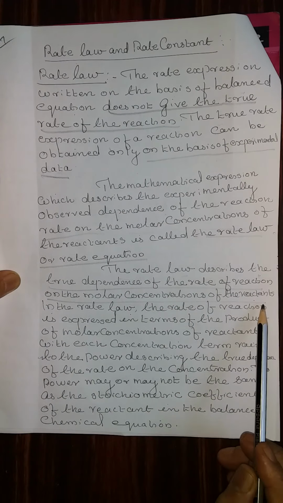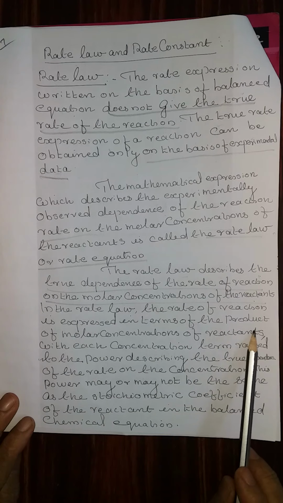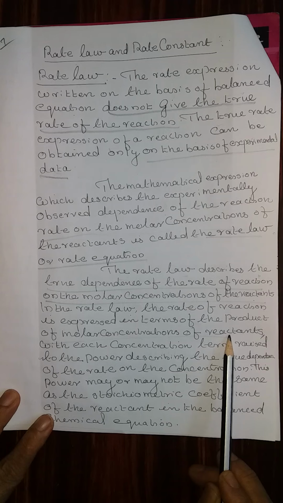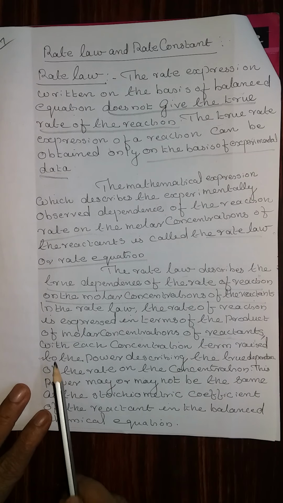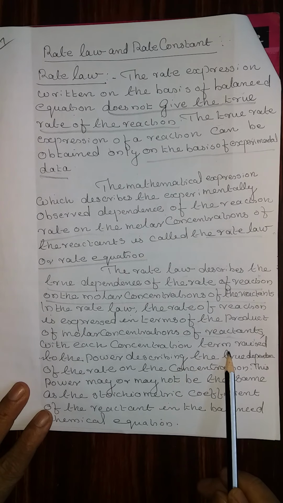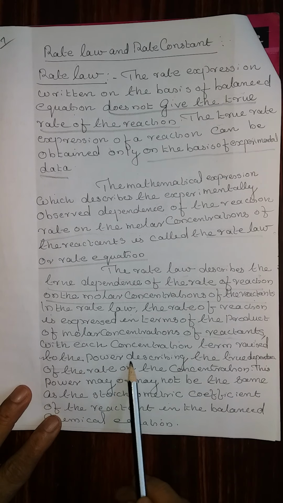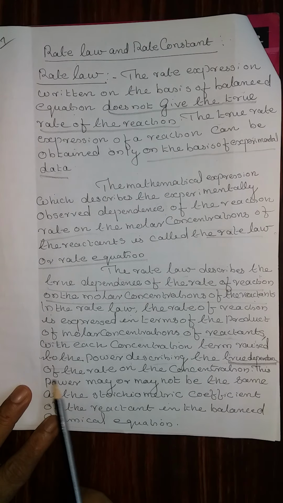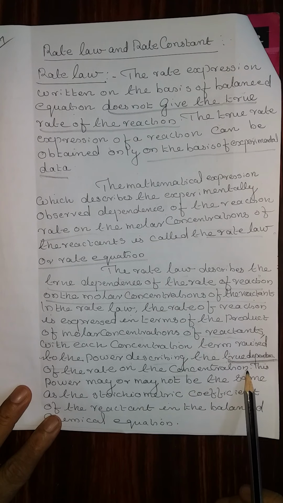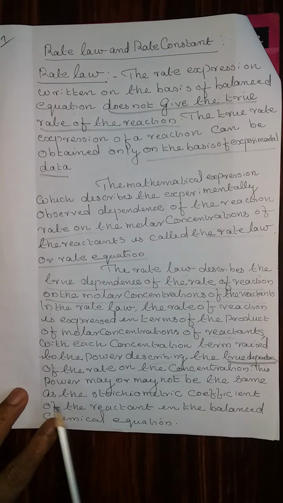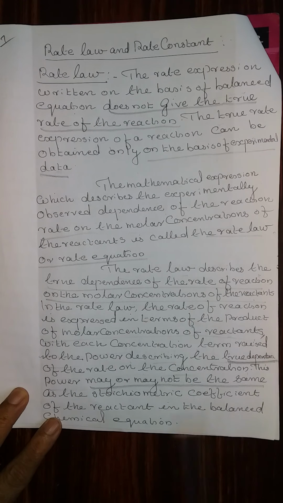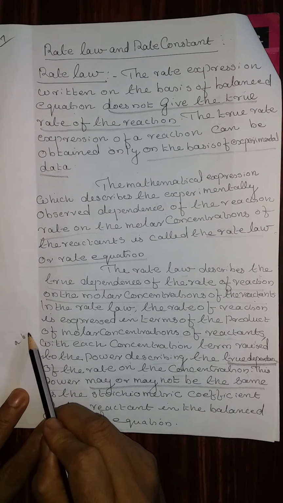In the rate law, the rate of reaction is expressed in terms of the product of the molar concentrations of the reactants, with each concentration term raised to a power describing the true dependence of the rate on that concentration. This power may or may not be the same as the stoichiometric factor, that is a, b, c.